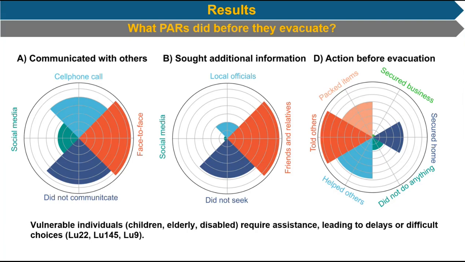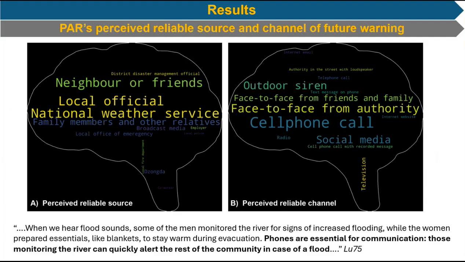These are all important because they lead to prolonging the delay time before evacuation. We also asked people about their perceived reliable sources of information in case of future hazards from floods. Here again, people think that information from local officials, the national weather service, and neighbors or friends are the most reliable sources. As for the channel of communication, they think cell phone calls and face-to-face communication from authorities are the most reliable.